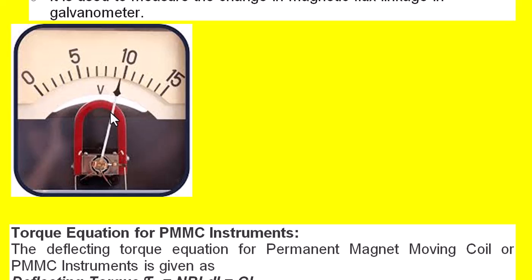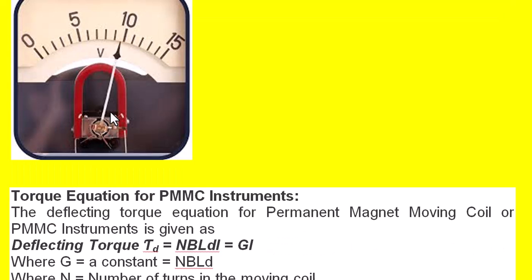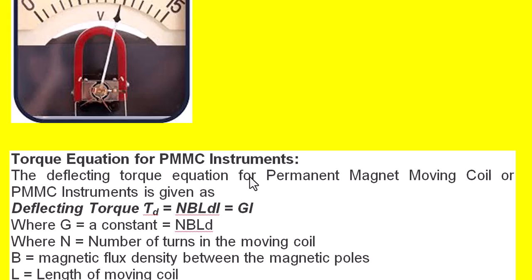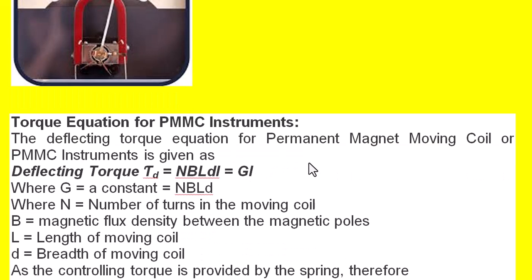So this can also be verified using the torque equation for the PMMC instrument. Suppose we assume the number of turns on the former is N, B is the flux density, L is the length of the coil, D is the width of the coil, and I is the current flowing in the coil. Then the deflecting torque can be written as G into I, where G is nothing but NBLD.